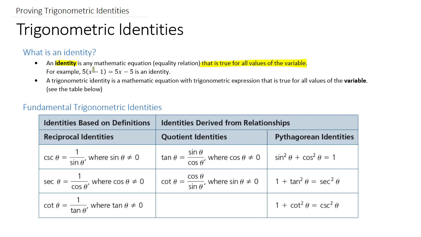Okay, so for example, 5x minus 1 equals 5x minus 5. There's a very simple identity, right? We could obviously distribute this and prove, 5 times x, 5 times 1. So I'm just giving a basic, simple example, just something to think about as an identity, right? Okay, so what's a trigonometric identity? Well, a trigonometric identity is an identity involving trigonometric functions, right?